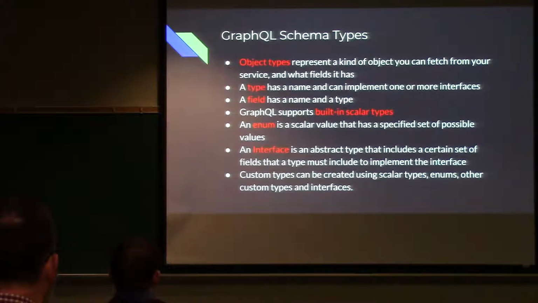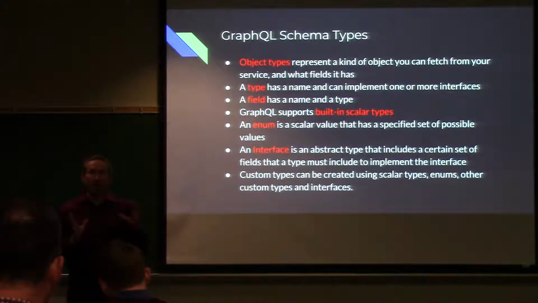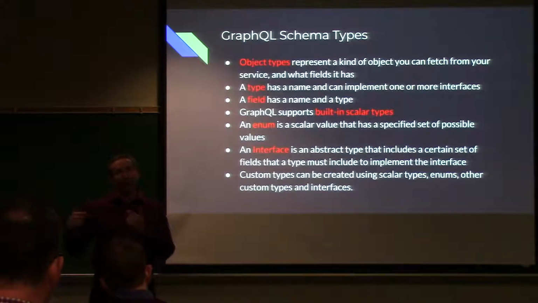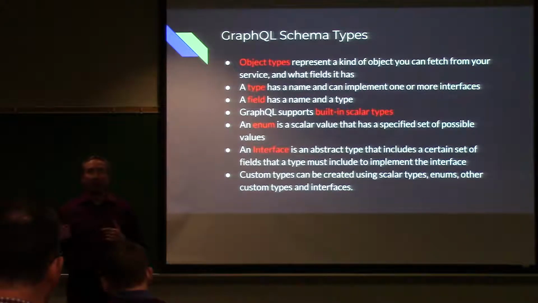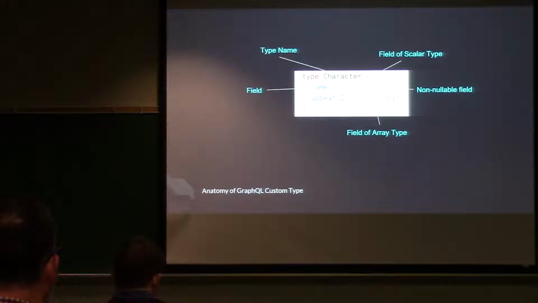Interfaces here are slightly different than interfaces in Java. This is a simple concept. Here, an interface is a type which you can extend, and by extending, you're saying that whatever fields I have in my interface must be present in the type that implements it. And this is the explanation of how we define a type.